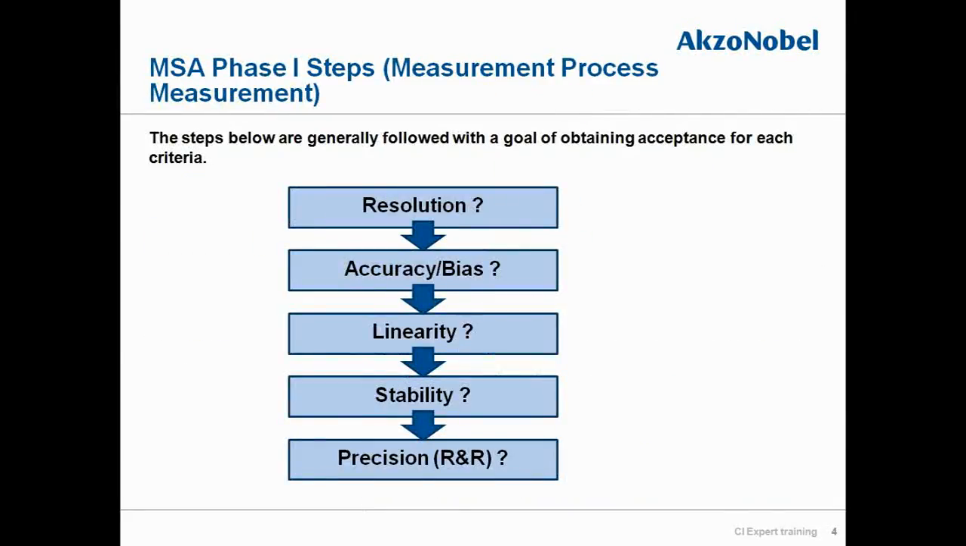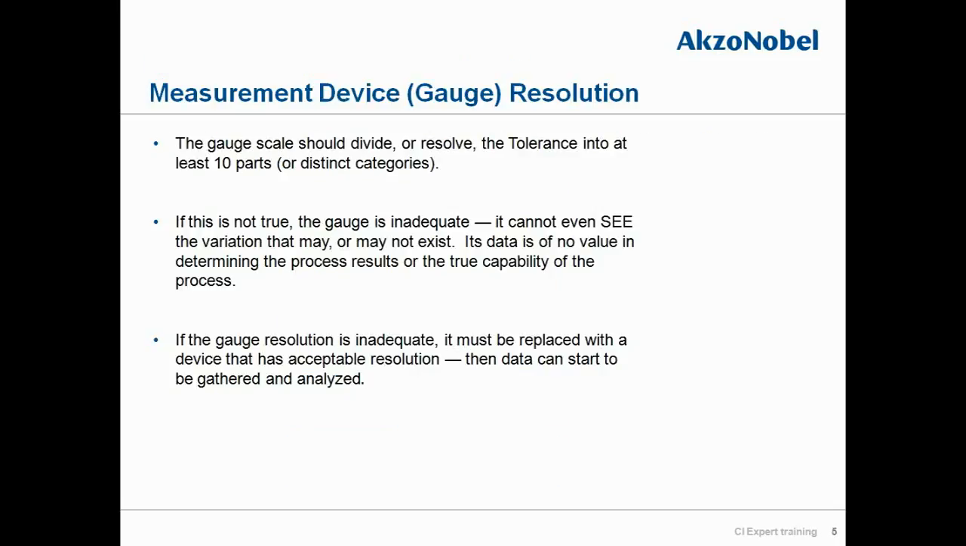Key steps involved in performing MSA start with checkup of resolution, accuracy, linearity, stability, and eventually precision, which can be done through a gauge R&R study. Resolution of the gauge should be able to divide tolerance into at least 10 parts. And if this is not happening, then the equipment needs to be replaced.